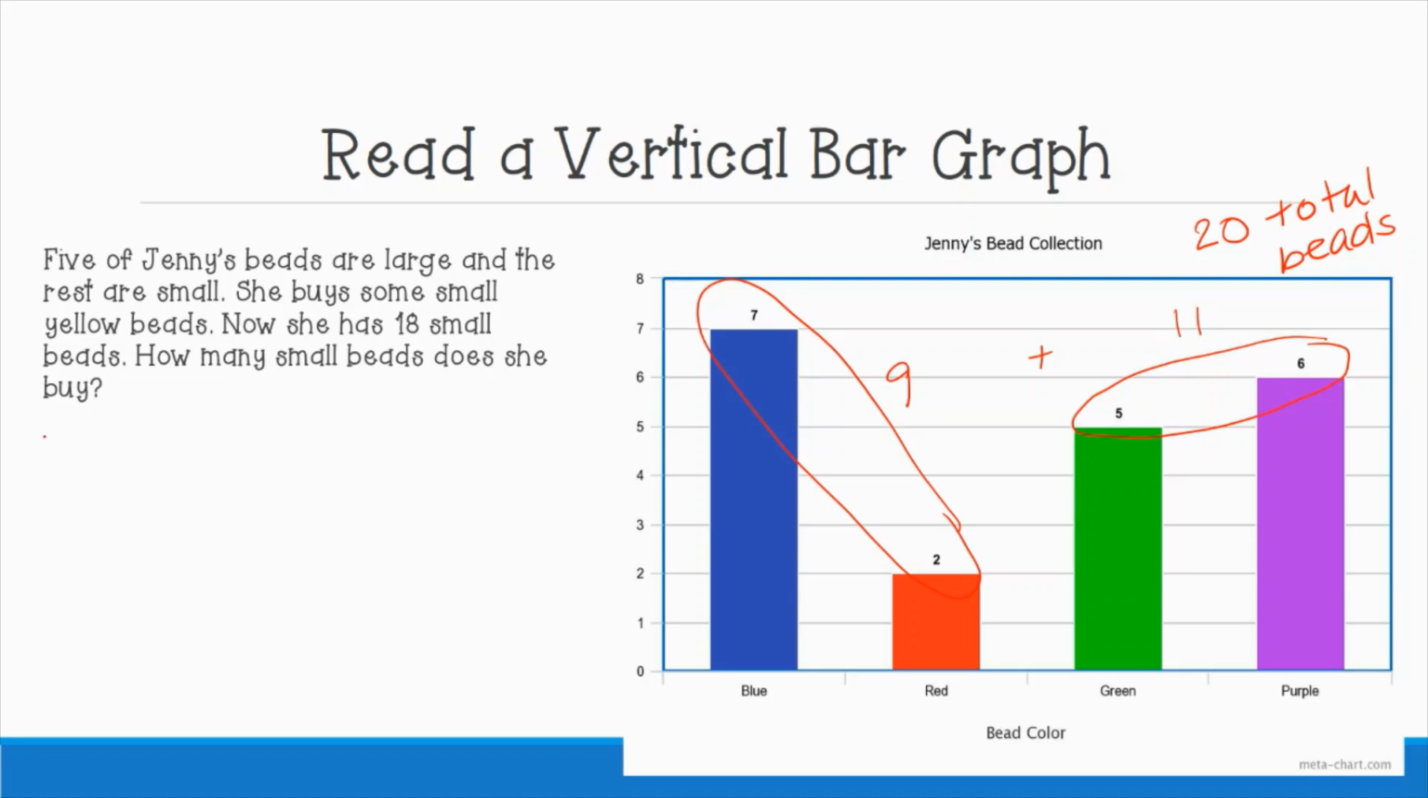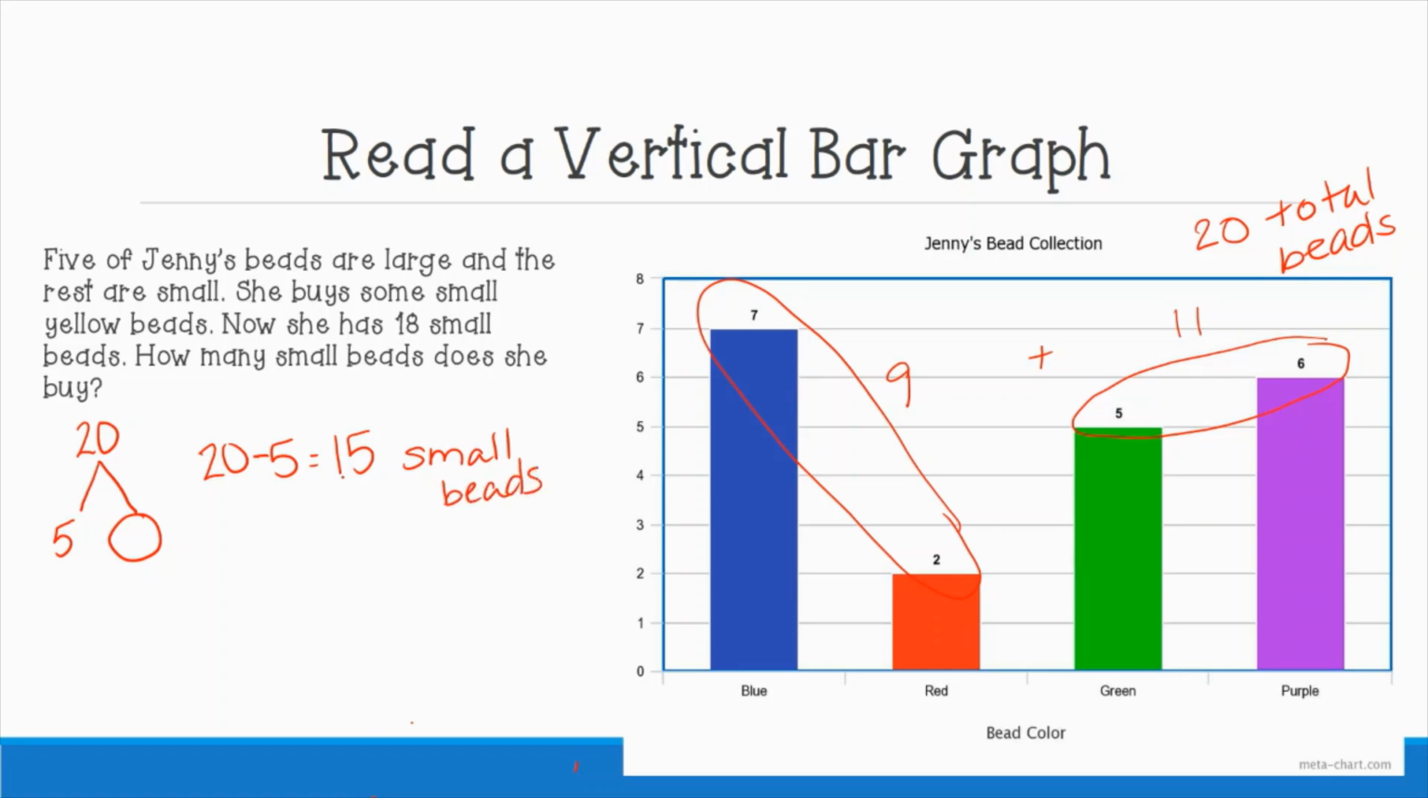So now we're going to make a math mountain. We know there's 20 total. We know 5 are large, and an unknown amount are small. So we can add up, or that's one of our math facts that we should know. So 20 minus 5, a total minus an addend, is equal to 15. So now I know that there are 15 small beads.